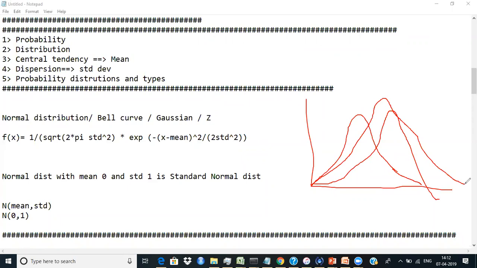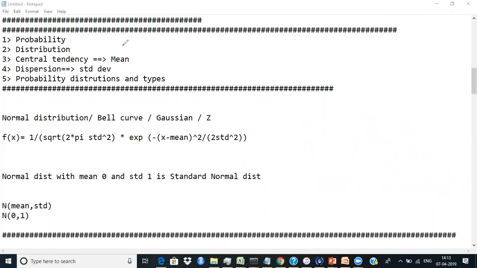Every distribution will have different parameters, and we'll talk about some more distributions. For a normal distribution, the parameters are mean and standard deviation. But if somebody talks about standard normal, you don't need to ask what the mean and standard deviation are, because it's known. Standard normal means mean is 0, standard deviation is 1.